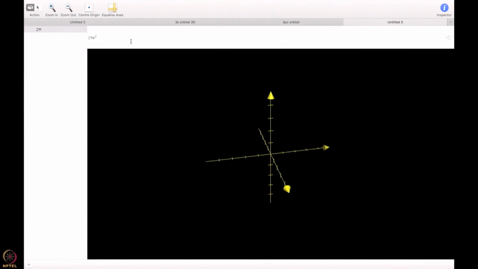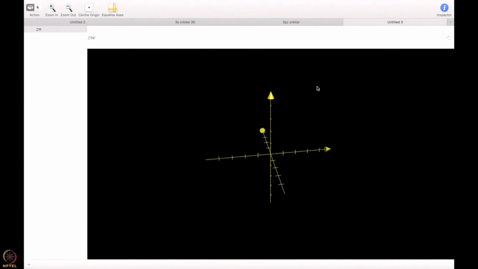e to the power minus, now I want r, right, and here it is written as x and y. Z axis is psi and x and y. So, I have to convert x and y to r. So, in 2 dimensions r square equal to x square plus y square.